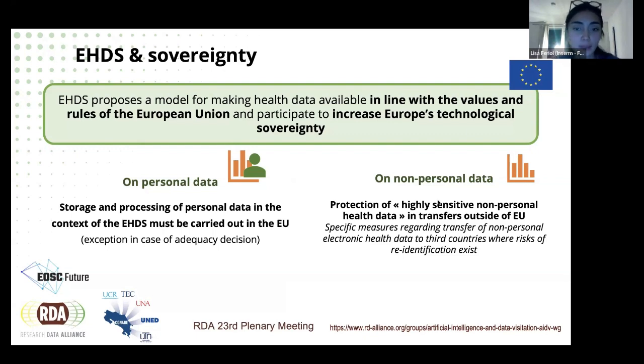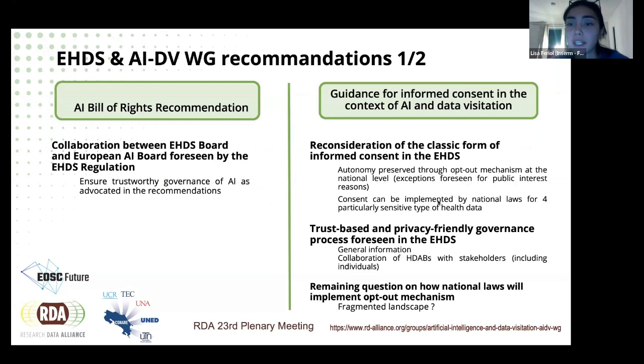Next slide, please. So if we look at the recommendations made by the AI data visitation working group, we can see that some of these recommendations are provided for in the EHDS regulations, while others remain open to question. So first, regarding the AI Bill of Rights, the trusted governance of AI as recommended by this deliverable can be seen as facilitated by the collaboration mandated between the European governance bodies created by the EHDS regulation and the AI Act.